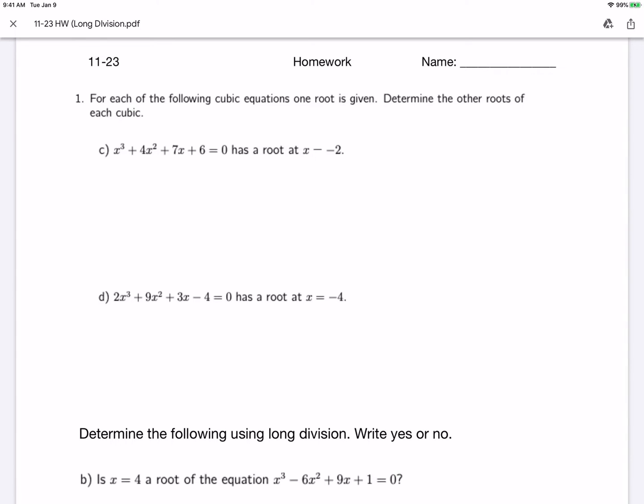Hello, everybody. For today, I'm going to go over the homework questions from Monday and Tuesday. And also, I'm going to give you some examples of how synthetic division can be applied to solve polynomials. And at the end, I'm giving you an exit ticket for you to write down the answer in the chat on Zoom.